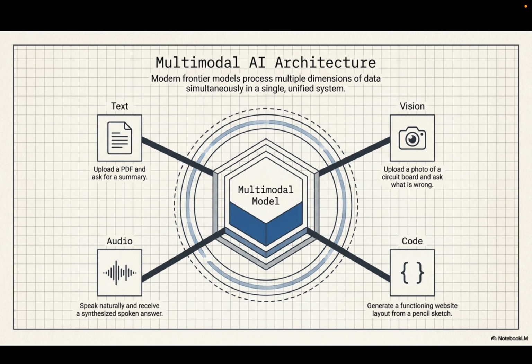Then it is multimodal AI architecture. Today's AI is not only limited to text, not only limited to visuals, not only limited to audio, not only limited to code, but it can handle multiple dimensions of data simultaneously in a single unified system. Today's AI architecture is able to successfully do all of that.